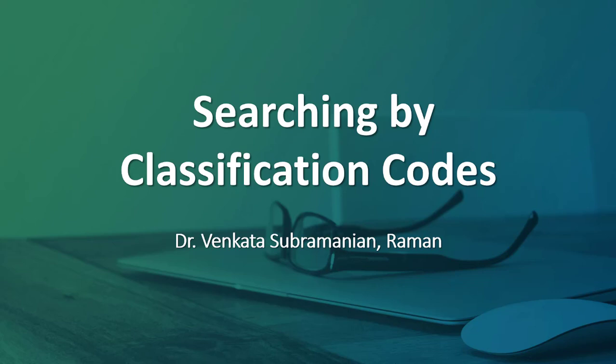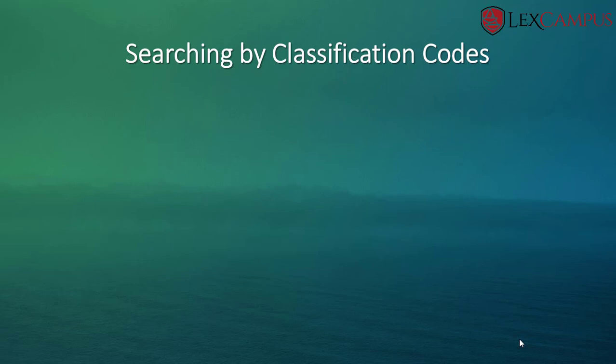Searching by classification codes. Classification codes are either numeric or alphanumeric. If you have come across patent documents, you might have noticed this on the front page of the patent document. The classification codes are International Patent Classification, IPC, Cooperative Patent Classification, CPC, and United States Classifications, which is US.